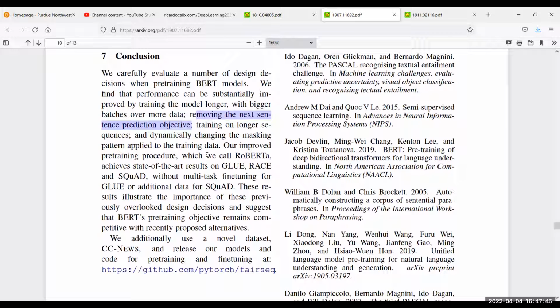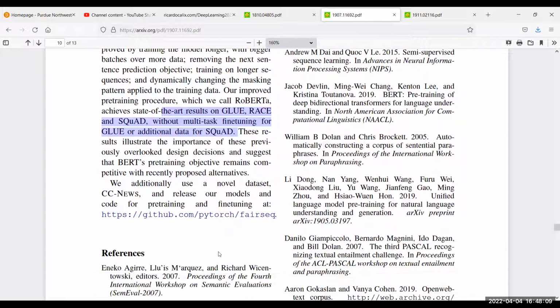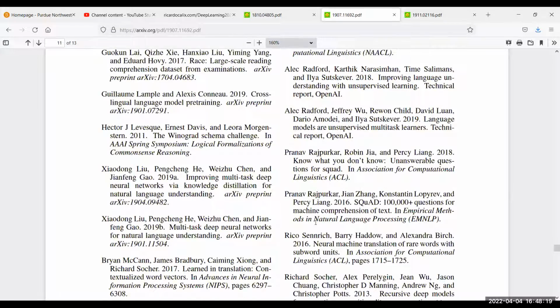So kind of what we did today. Training on longer sequences, so instead of a sentence, maybe 2-3 sentences, and dynamically changing the masking pattern applied to the training data. And they believe they achieved state-of-the-art results on all these benchmarks. And then that's the dataset. And then they have a nice little list of some of the parameters.